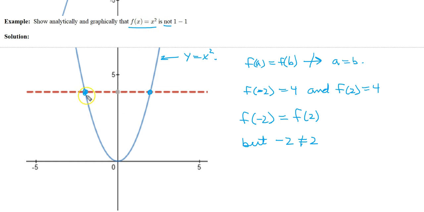In other words, graphically speaking, that's exactly the way we have it drawn here. If you drop down here to the x-axis, that is 2 right there on the x-axis. And over here, if you drop down, that is negative 2. And so you see f of negative 2 and f of 2 are both equal to 4. And we also see that the graph of the function does not pass the horizontal line test. So this function is not going to be one-to-one.